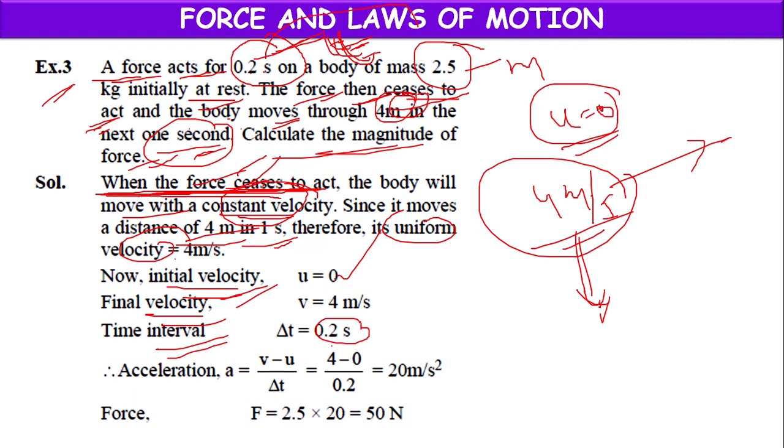So acceleration a = (v - u)/t = (4 - 0)/0.2, which is equal to 20 meters per second square. Then force equals ma, where mass is 2.5 kg and acceleration is 20. 2.5 into 20 is 50 newtons. That is the answer.